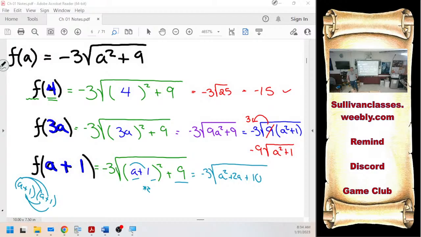Y'all are teenagers. You remember that point somewhere between middle school and high school when you started realizing the simplest it gets is still pretty ugly? The easiest it gets is still pretty complicated? Okay. Well, there you go. It just stays ugly.